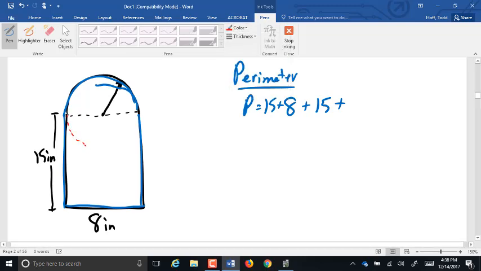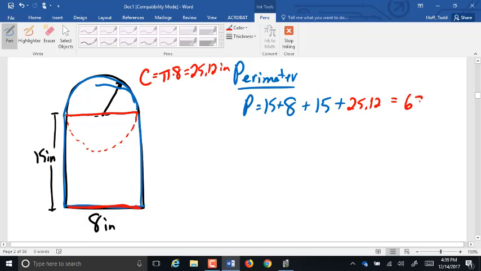To figure that out, picture that being a full circle. The circumference would be pi times the diameter. The diameter is just this distance across here is 8, same as down here. So pi times diameter of 8 is 25.12 inches. So we add 25.12 over here, which ends up giving us 63.12 inches for our perimeter.